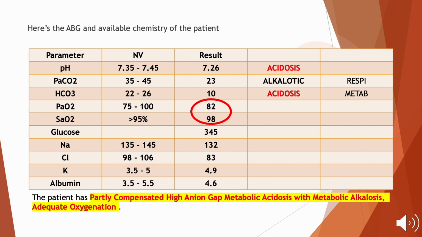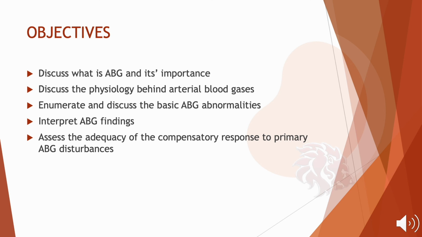So wrapping up this lecture, we were able to discuss what ABG is and its importance, discuss the physiology behind arterial blood gases, enumerate and discuss the basic ABG abnormalities, interpret ABG findings, and assess the adequacy of the compensatory response to primary ABG disturbances.